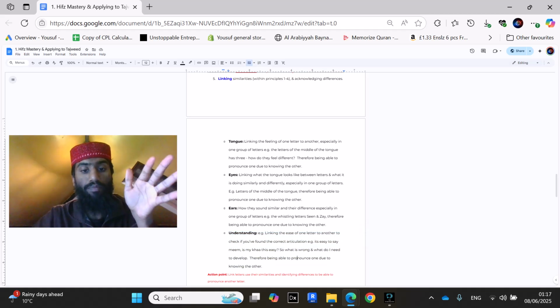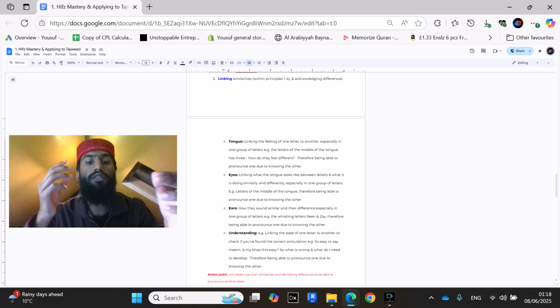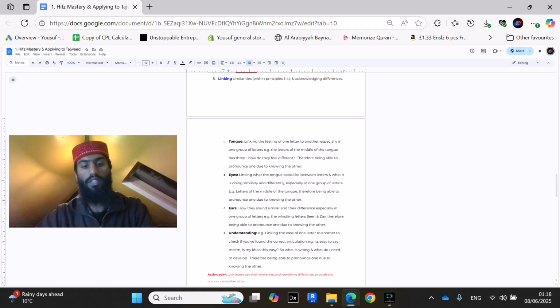Therefore, there you go. You can pronounce one due to another, and develop one letter due to knowing another letter. There you go. Action point: link letters using their similarities and identifying their differences to be able to pronounce one due to knowing another.